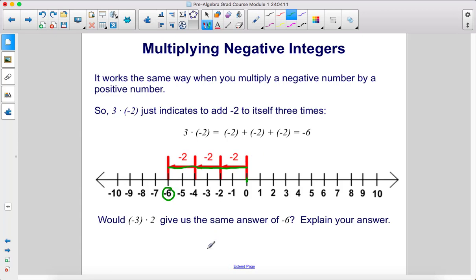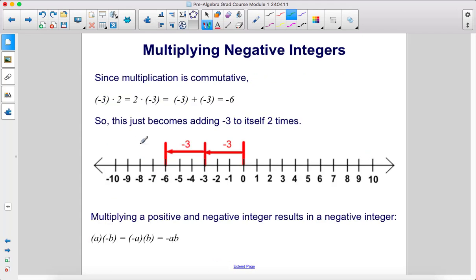Would negative 3 times 2 give us the same answer of negative 6? Explain your answer. Since multiplication is commutative, negative 3 times 2 is the same thing as 2 times negative 3. Negative 3 times 2 is adding negative 3 to itself 2 times, and you still end up with negative 6. So this just becomes adding negative 3 to itself twice. You start at 0, you add negative 3, and then you add negative 3 again. Look at that, negative 6. Therefore, multiplying a positive and negative integer results in a negative integer. A times negative b equals negative a times b, which equals negative ab.